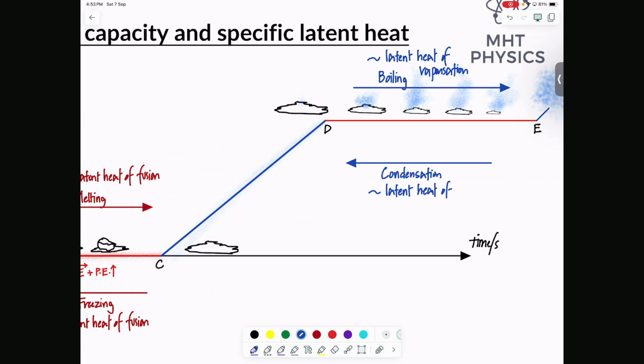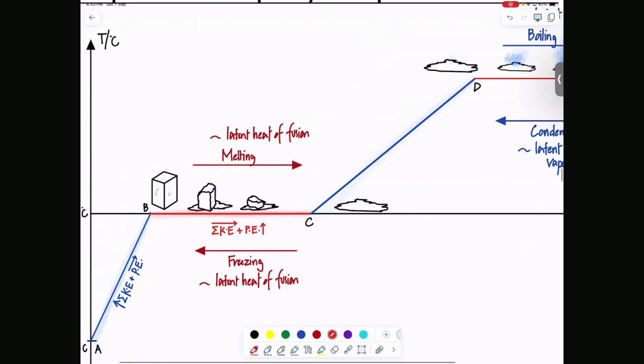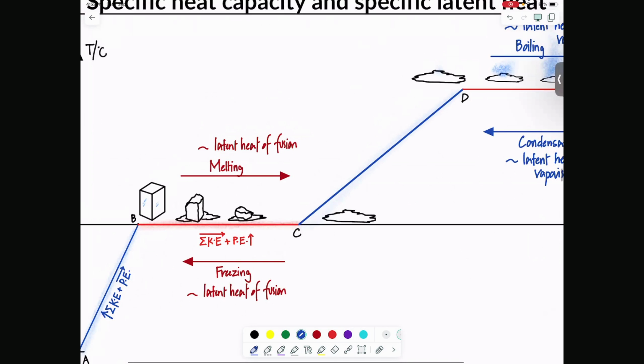Latent heat of vaporization. Right, so can you tell me in terms of K and P, এখানে কি হচ্ছিল এই যে here? Yes.